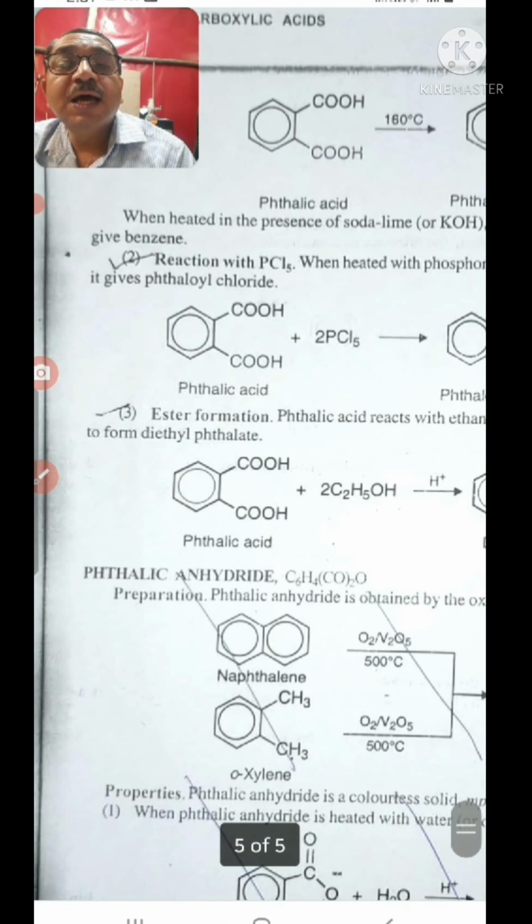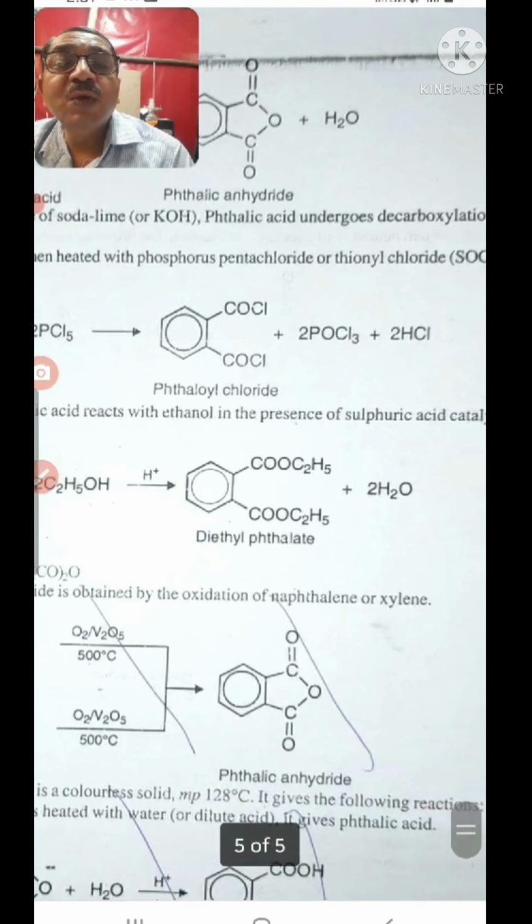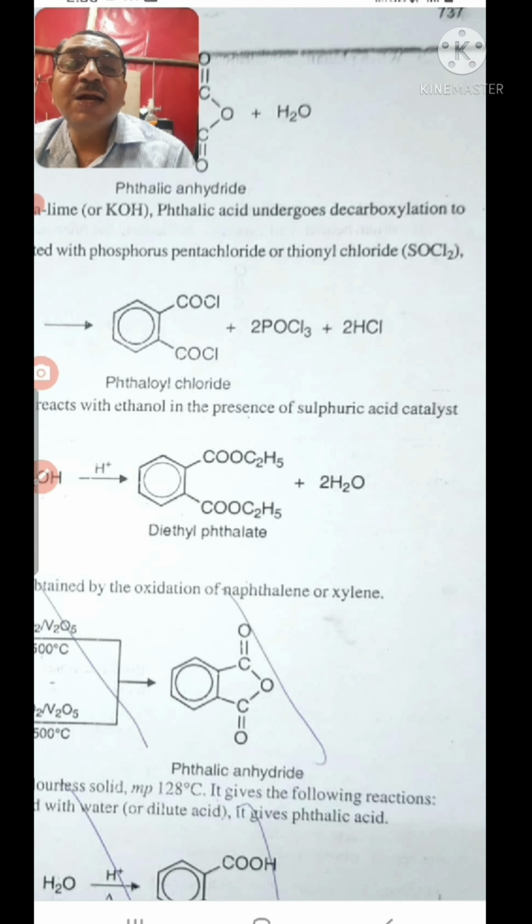HCl. Another reaction is ester formation. When we treat this acid with alcohol, that is ethanol, we get diethyl phthalate, where the diethyl ester group is introduced. Or we can say, when we consider the COOH group as a functional group, the hydrogen is replaced by an ethyl group, and the 2 hydrogens of the carboxylic acids are replaced by 2 ethyl groups.